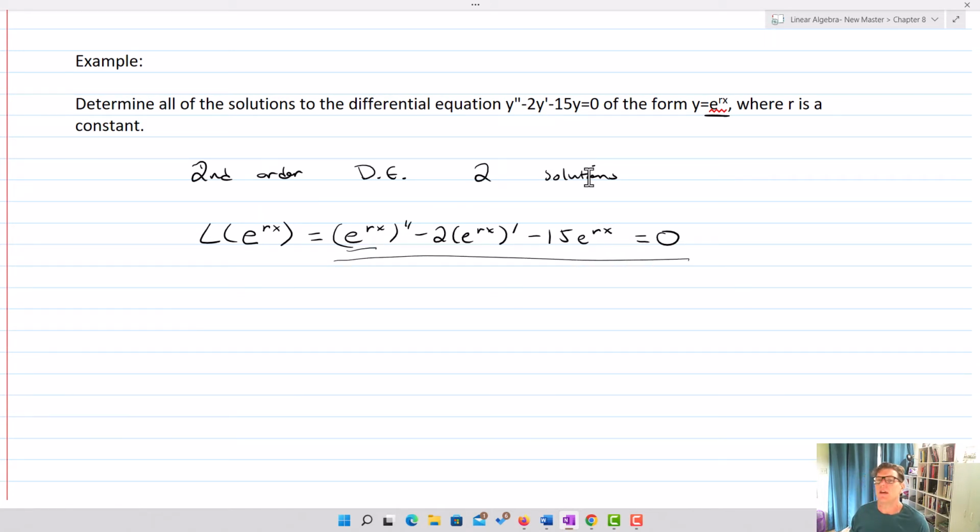How do you do that? You do that by plugging the function into the differential equation, right? That's how you verify something's a solution. So we're going to use that method here.